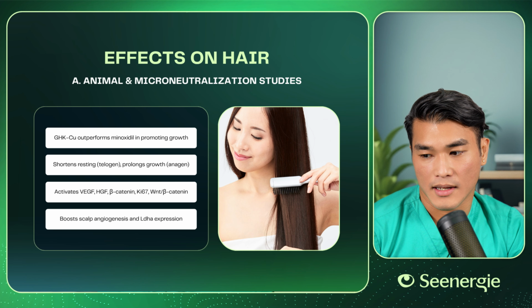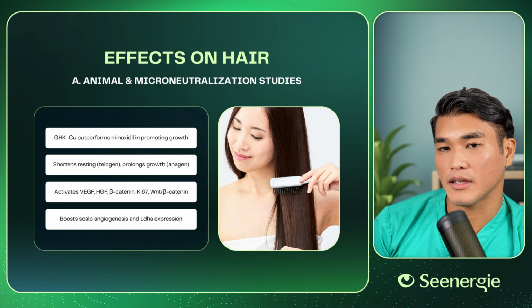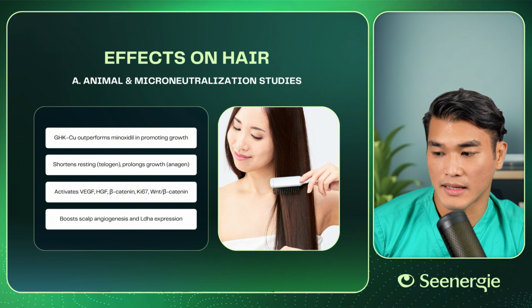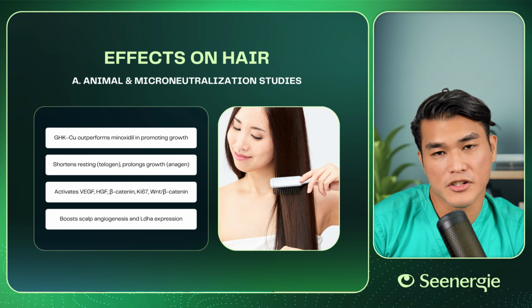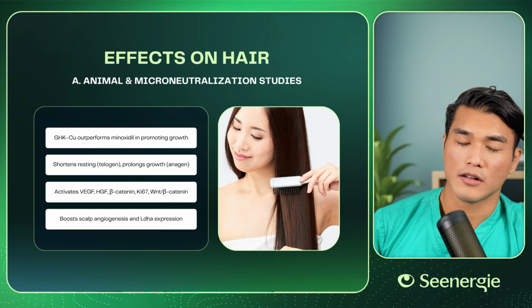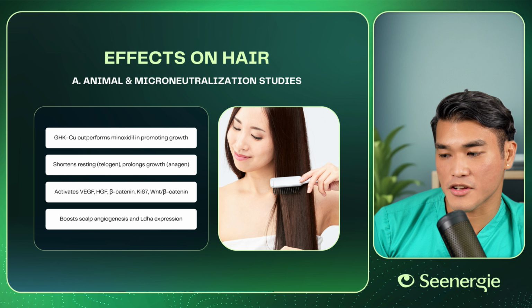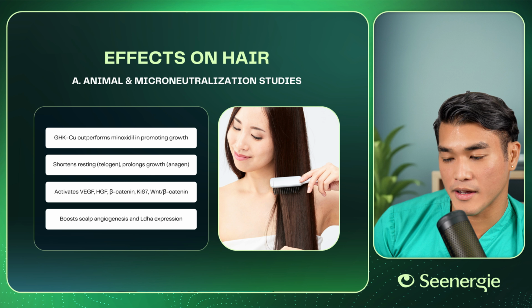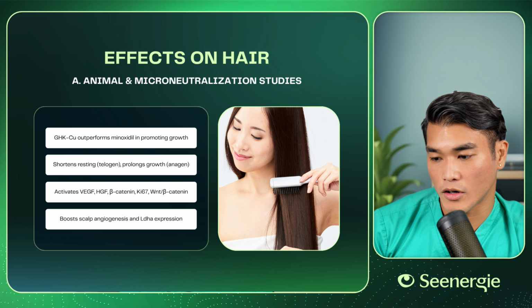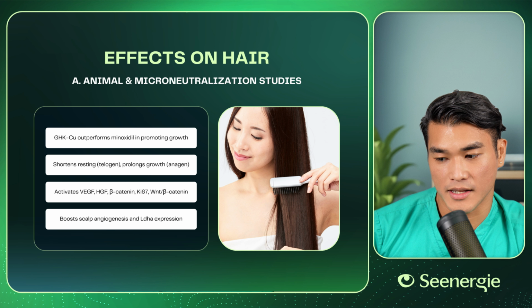In mice, it was seen that it promoted hair growth more effectively than minoxidil by shortening the telogen, or the resting phase of your hair, and then prolonging the anagen, or the growth phase of your hair. It also upregulated your vascular endothelial growth factor and HGF, and overall it improved scalp angiogenesis.